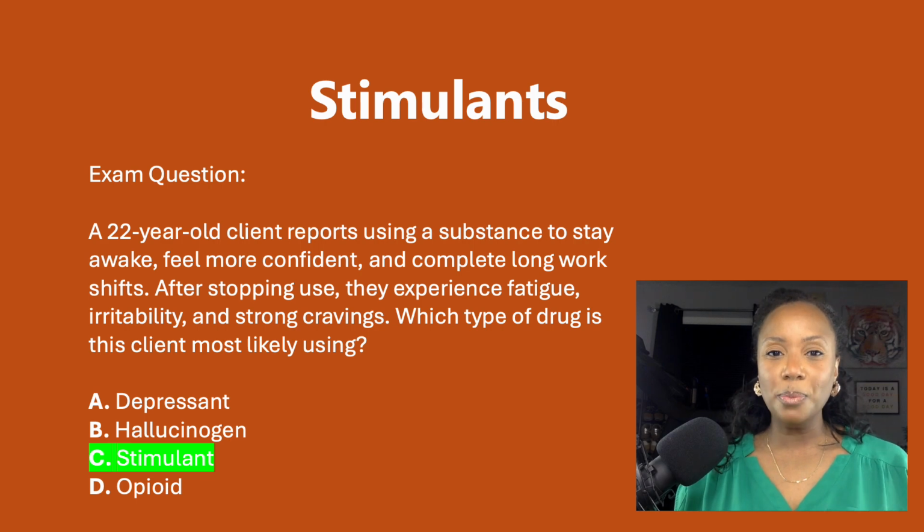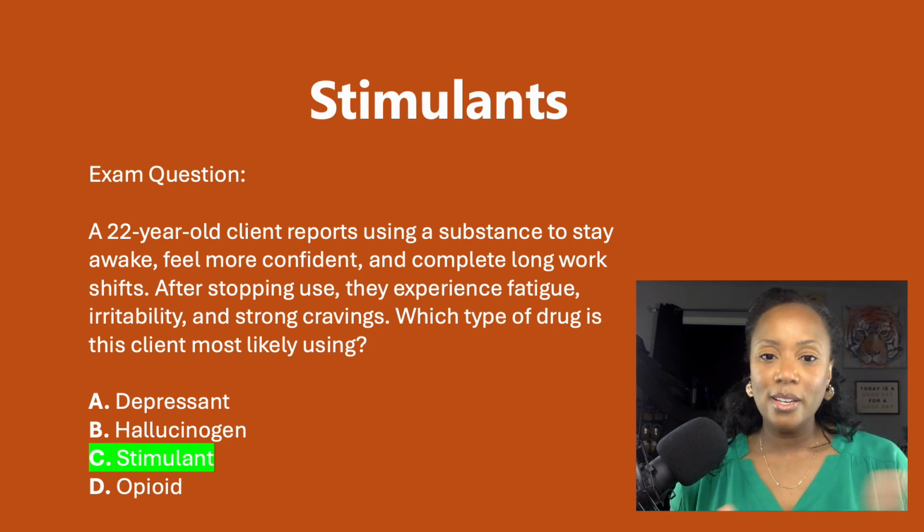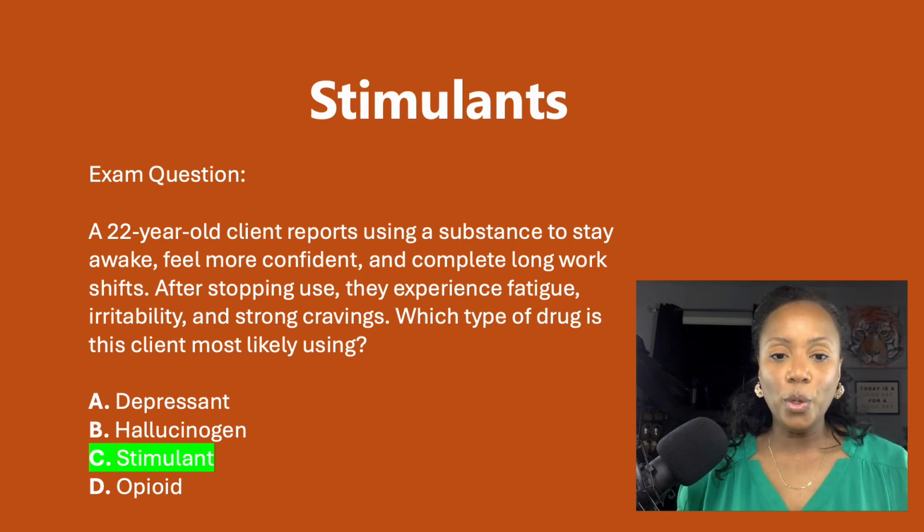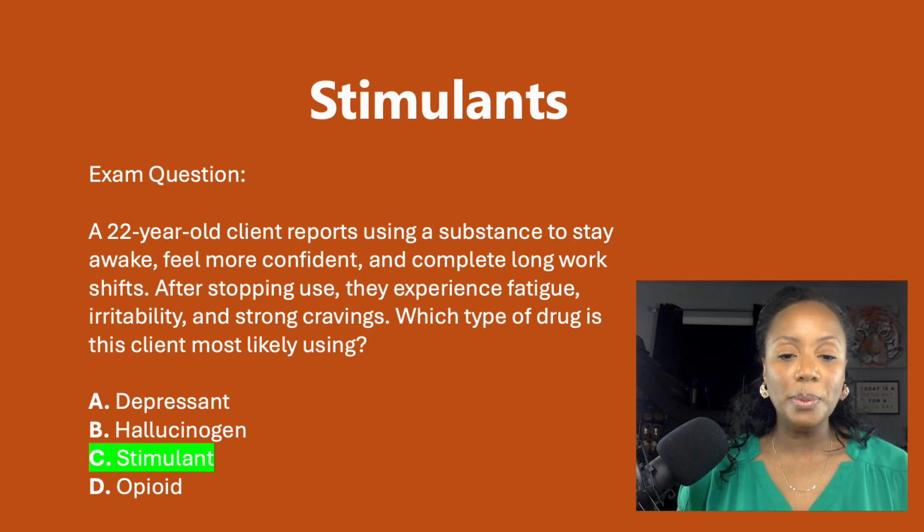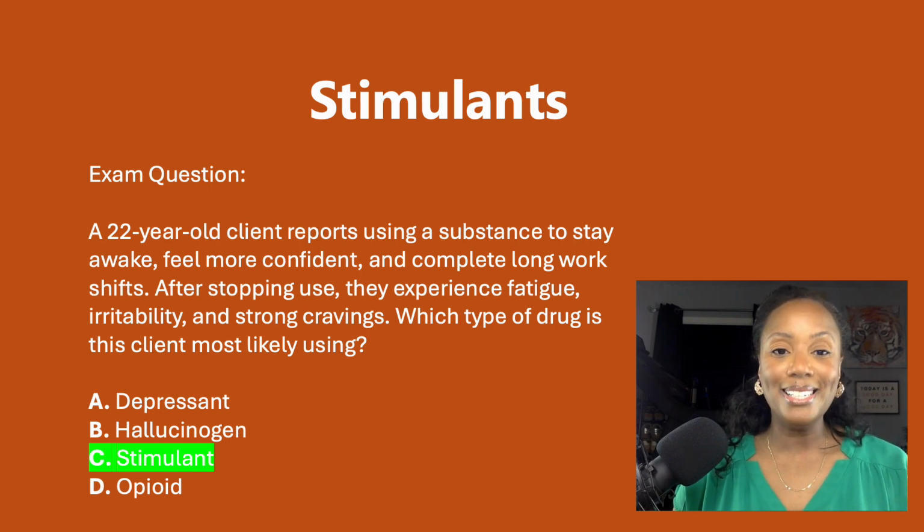Let's look at a possible exam question you may get focused on stimulants. A 22-year-old client reports using a substance to stay awake, feel more confident, and complete long work shifts. After stopping use, they experience fatigue, irritability, and strong cravings. Which type of drug is this client most likely using? It will be C, stimulant.